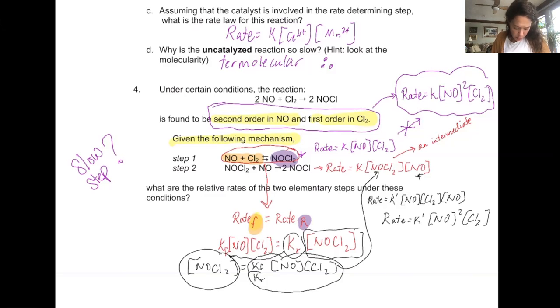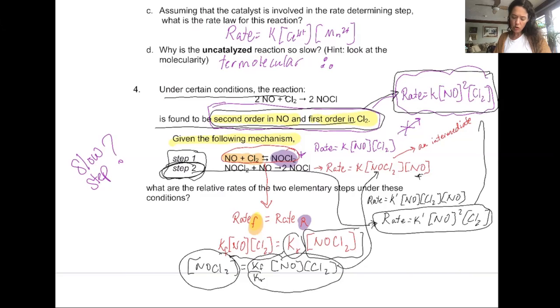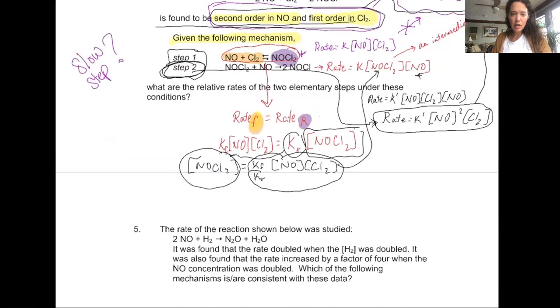Well, the question was, we needed to know which of these steps was consistent with our experimentally determined rate law. Remember, under certain conditions, the reaction was found to be this. So experimentally, this is the rate law. And we see that the slow step gives us a rate law that is the same as the experimentally determined rate law. Therefore, step 2 is the answer. We had to redefine for our intermediate.